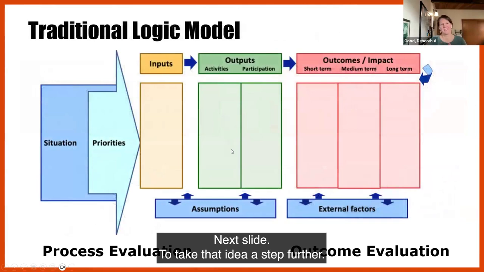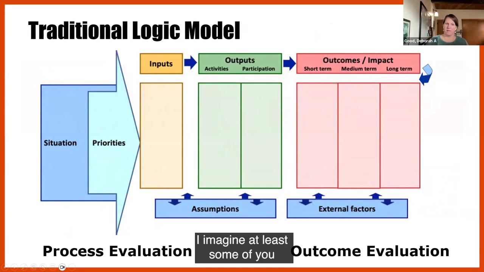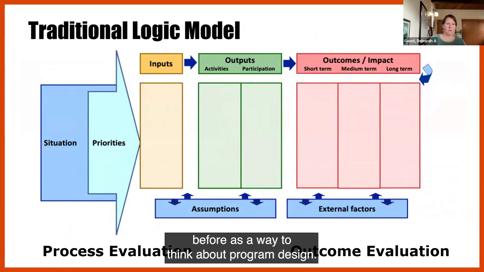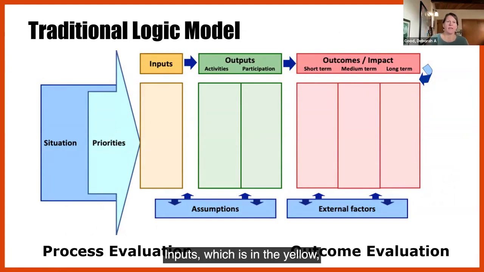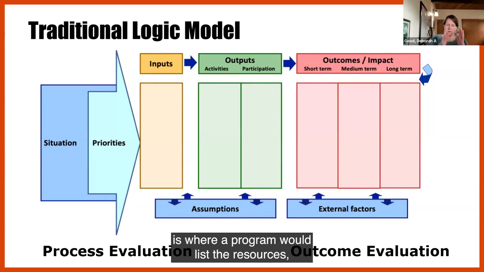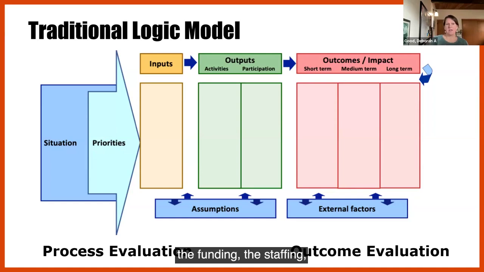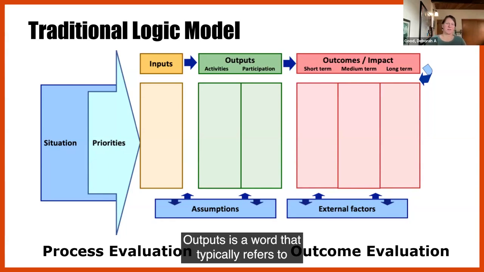Next slide. To take that idea a step further, this is a traditional logic model. I imagine at least some of you have come across this type of visual before as a way to think about program design. And so this just takes the process and outcome distinction into a little bit more detail. Inputs, which is in the yellow, is where a program would list the resources, the funding, the staffing that set the program up for success. Outputs is a word that typically refers to any kinds of activities and the participation of people in those activities.